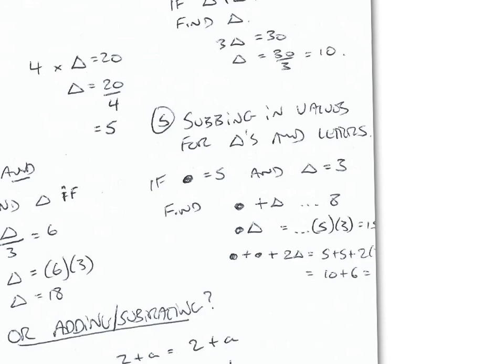Some algebra problems will give you values for the symbols. You might have a dot that's worth 5 and a triangle that has a value of 3, and you might be asked to find the dot plus the triangle. Well, that's 5 plus 3, that's 8. Or the dot multiplied by the triangle, that's 5 times 3, and that's 15. Or the dot plus 2 times the triangle, so that's 5 plus 2 times 3, which is 5 plus 6, that's 11. Simply substitute in the values and calculate.